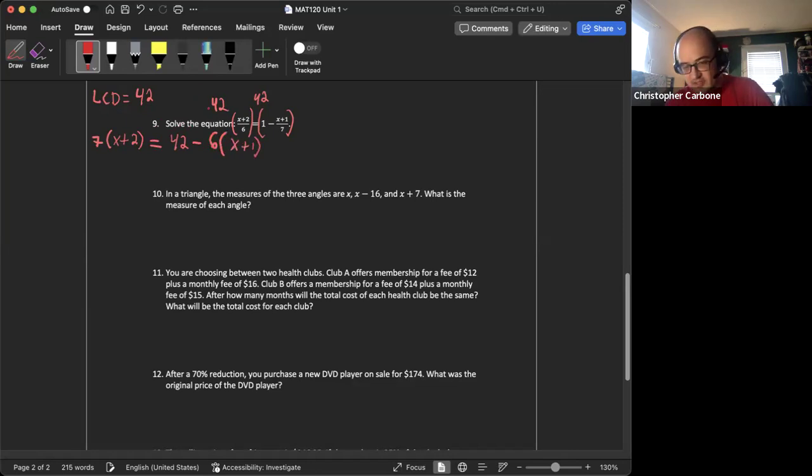Okay, we're going to distribute the 7 and the negative 6 respectively. So 7x plus 14 is equal to 42 minus 6x minus 6. On the right-hand side, we can combine the 42 and the negative 6. So 7x plus 14 is equal to 42 minus 6, that makes 36, minus 6x.